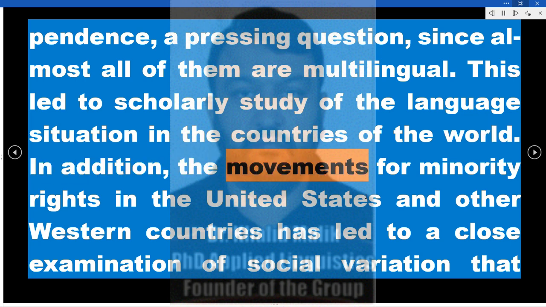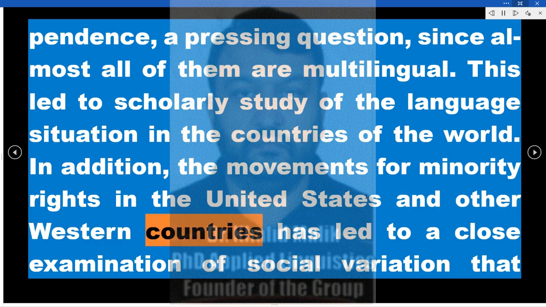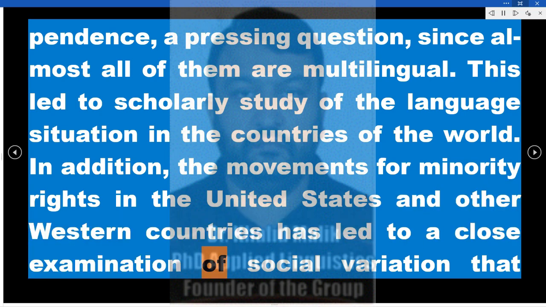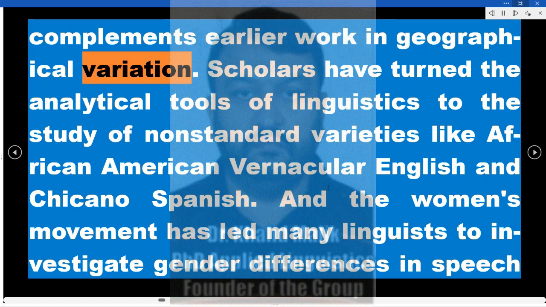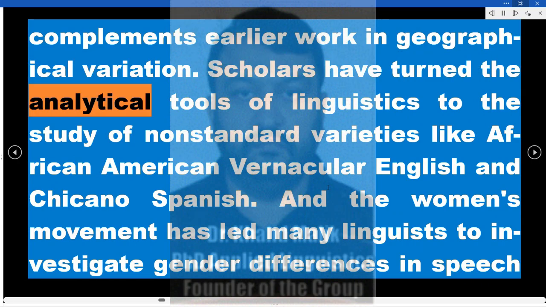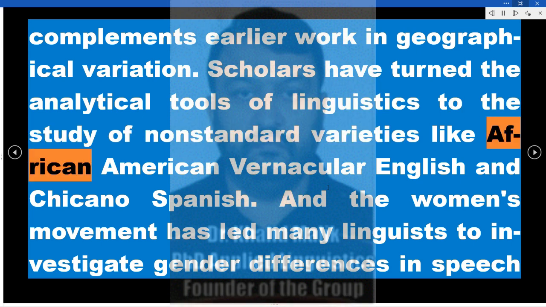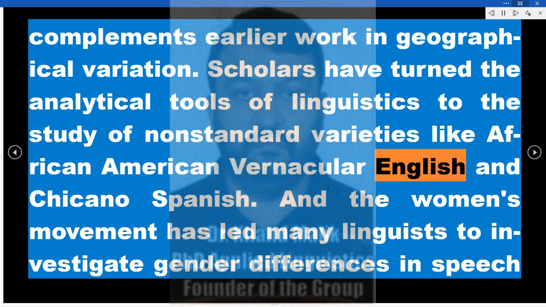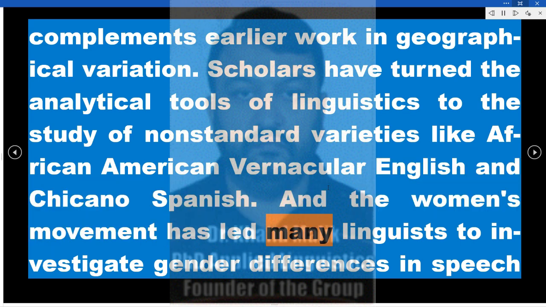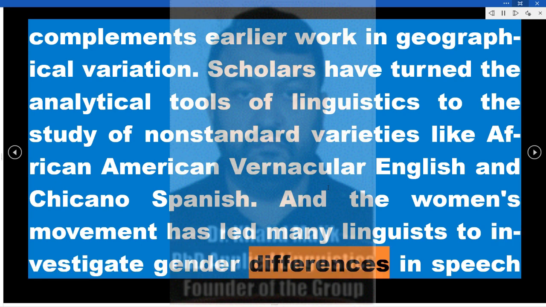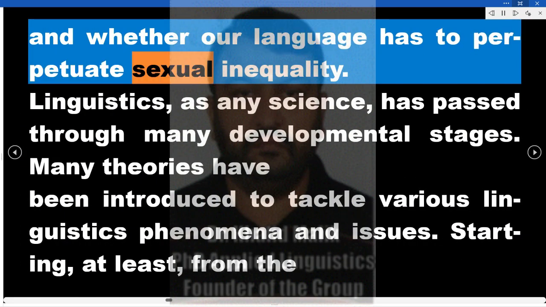In addition, the movements for minority rights in the United States and other Western countries have led to a close examination of social variation that complements earlier work in geographical variation. Scholars have turned the analytical tools of linguistics to the study of non-standard varieties like African American Vernacular English and Chicano Spanish. And the women's movement has led many linguists to investigate gender differences in speech, and whether our language helps to perpetuate sexual inequality.